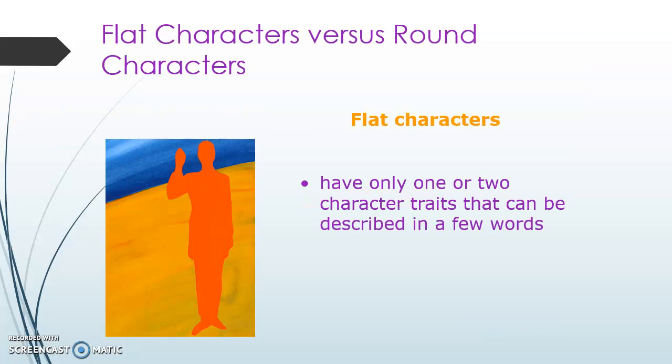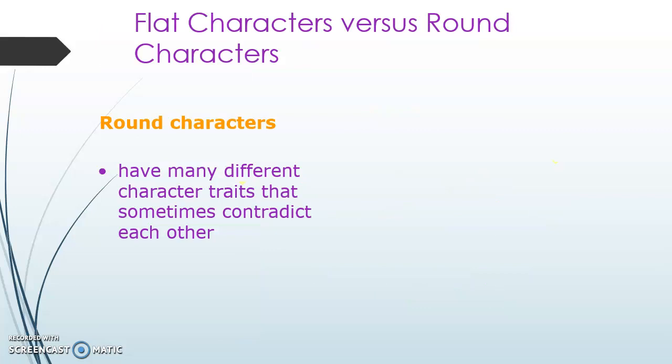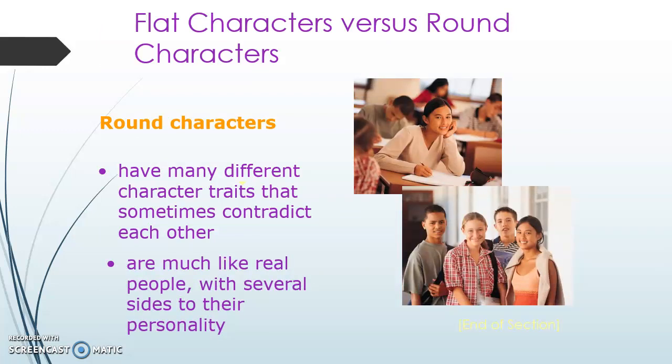Okay. So we talked about flat characters, and we said that flat characters are just like a piece of cardboard, no depth. They only have one or two character traits, and they can be described in a few words. If I were to ask you to describe the hunter, you would have maybe one or two words to describe him. He is a flat character. A round character is human-like. They have many characteristics. They have different personalities. We get to see different sides of who they are.